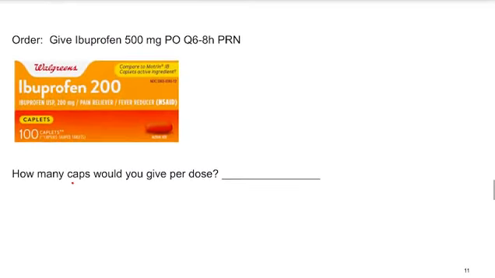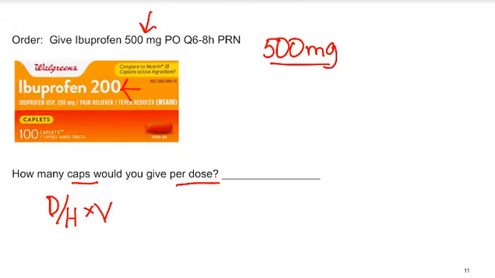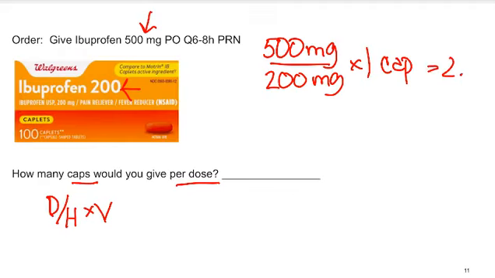Okay. Caps per dose. I need my doctor's order. I need my drug concentration. These are things that you have to think about before you go in, so you don't look at all that information that you may not need. I know this is going to be a D over H times V calculation. So my D, my doctor's order, 500 milligrams. And then what do I have? I have 200 milligrams in 1 capsule. So I'm going to go to my calculator. 500 divided by 200 equals 2.5. My answer is 2.5 caps. Final answer.